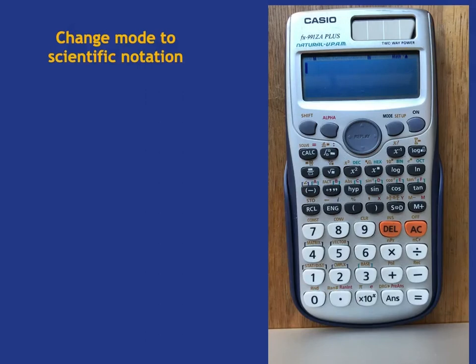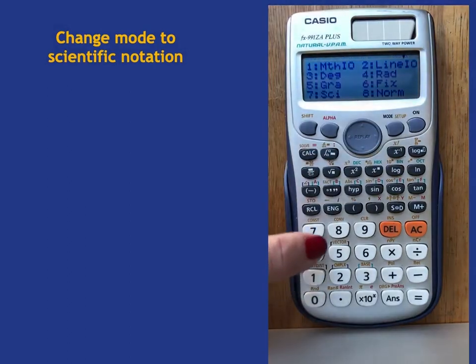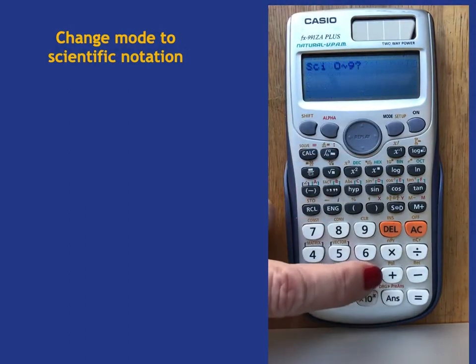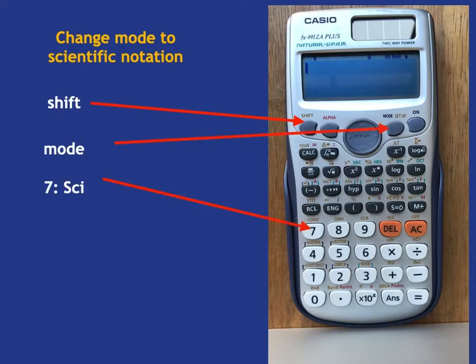All right. Now, if we want to work with our calculator in scientific notation mode, we first need to change the mode of our calculator into scientific mode. So, shift, mode, and then we choose 7 for sci, and then we choose the number 3 at this point. I'll explain that to you now. Okay, let's go through it again. We do shift, then mode, then the 7.